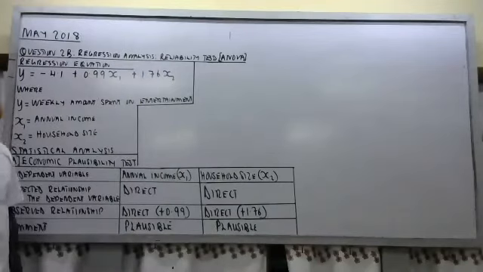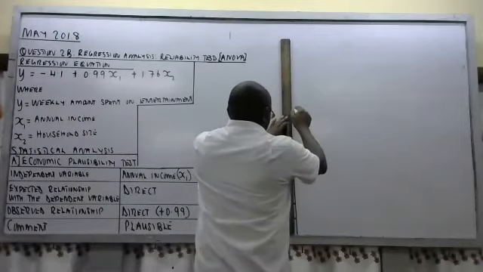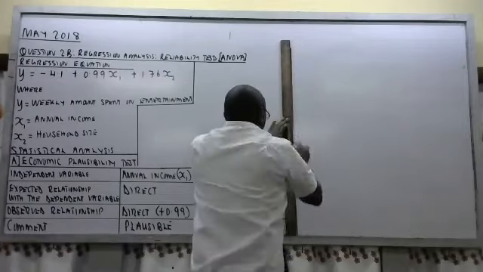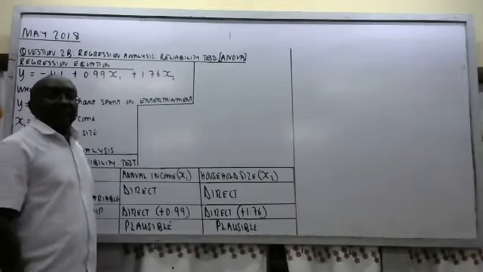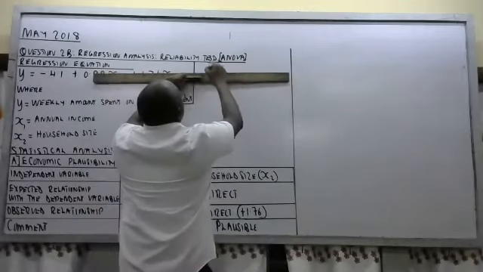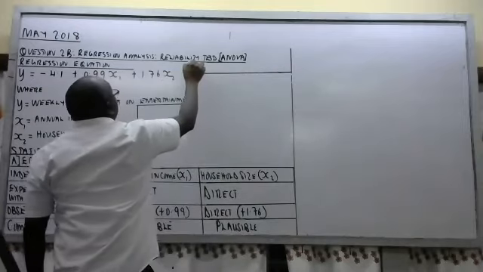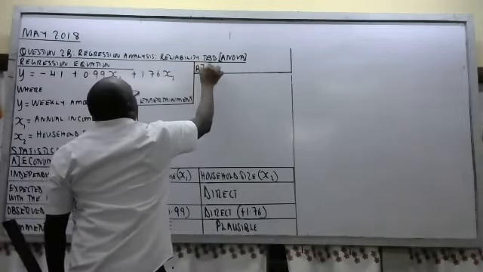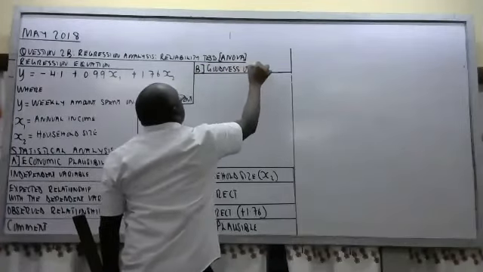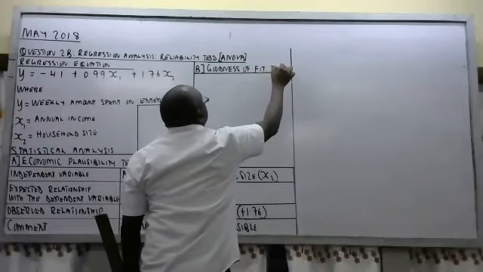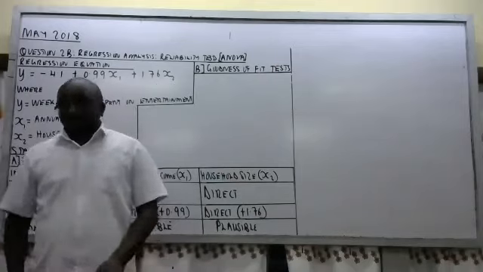So that is about the economic plausibility tests. Let us go to the second category, which is called goodness of fit tests. That is B now. Goodness of fit tests.